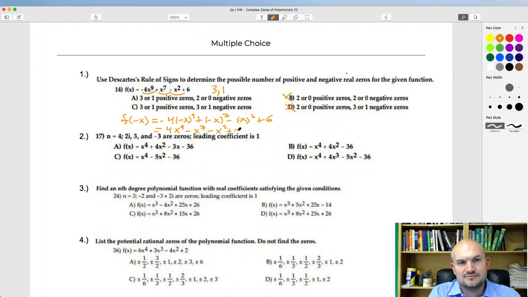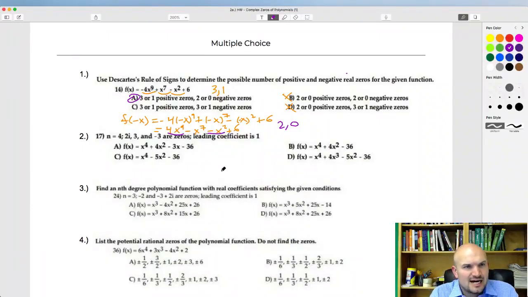And then plus 6. What you can see here is how many sign changes we are dealing with: 1, 2. So it's either 2 or 2 minus an even number, which would be 0. So you can see that my answer here is going to be A.